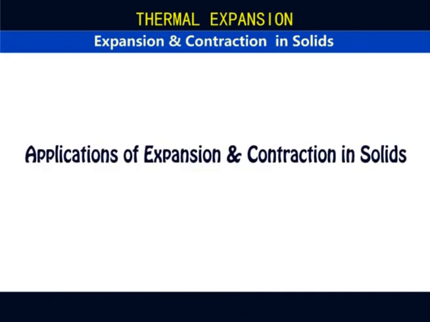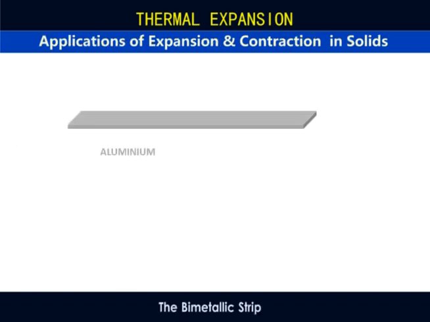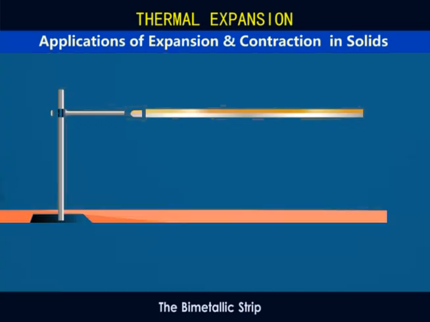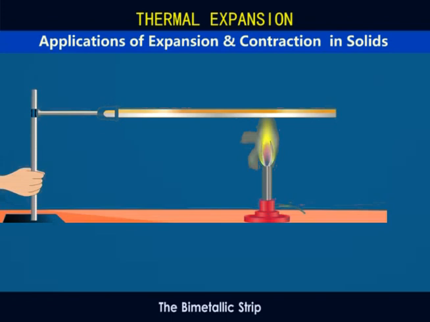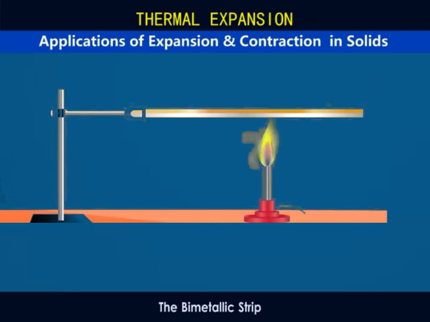Finally, we look at the applications of expansion in solids. And we start with the bimetallic strip. Now, if two metals of different linear expansivity are riveted together, they form a bimetallic strip. For example, aluminium and copper. Aluminium expands more than copper. So if the strip is heated, aluminium will be longer than copper, forcing the bimetallic strip to bend upwards.